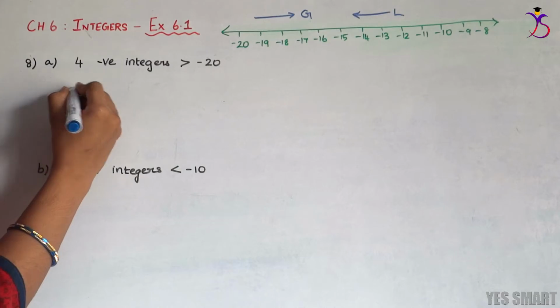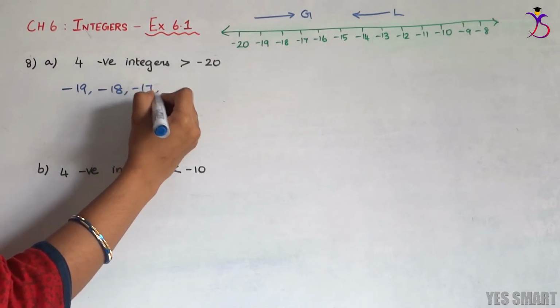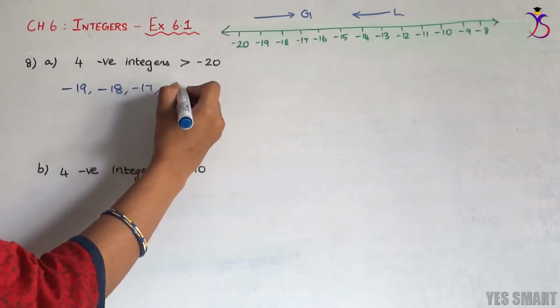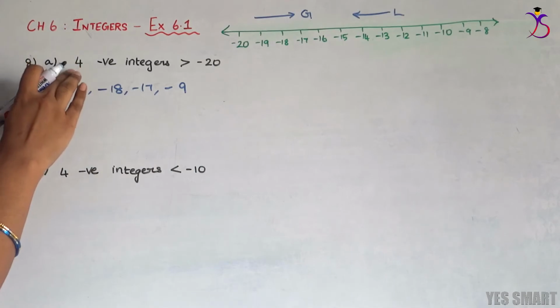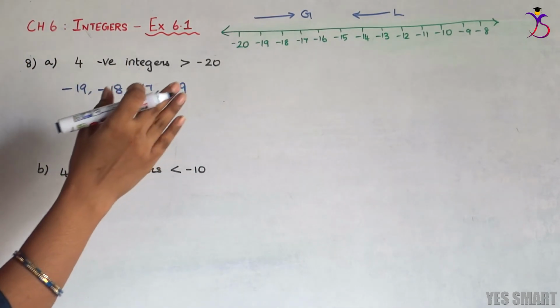So I am just writing minus 19, minus 18, minus 17, minus 9. They have asked for any 4 negative integers, so it is up to us. We can write any number between minus 19 and minus 1. So I have just randomly written 4 negative integers here.